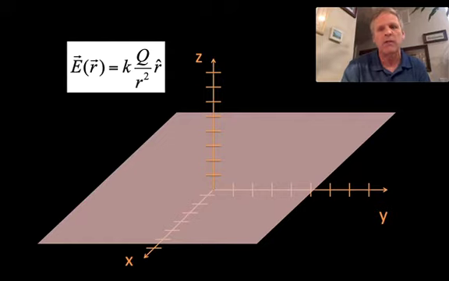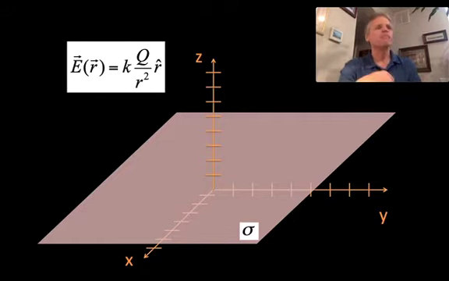we need one more bit of information. It's not just a plane, it is a charged plane. And the charge per unit area is sigma. And this will just be some number, 6 nanocoulombs per square meter. It'll just be something like that. Okay? All right.